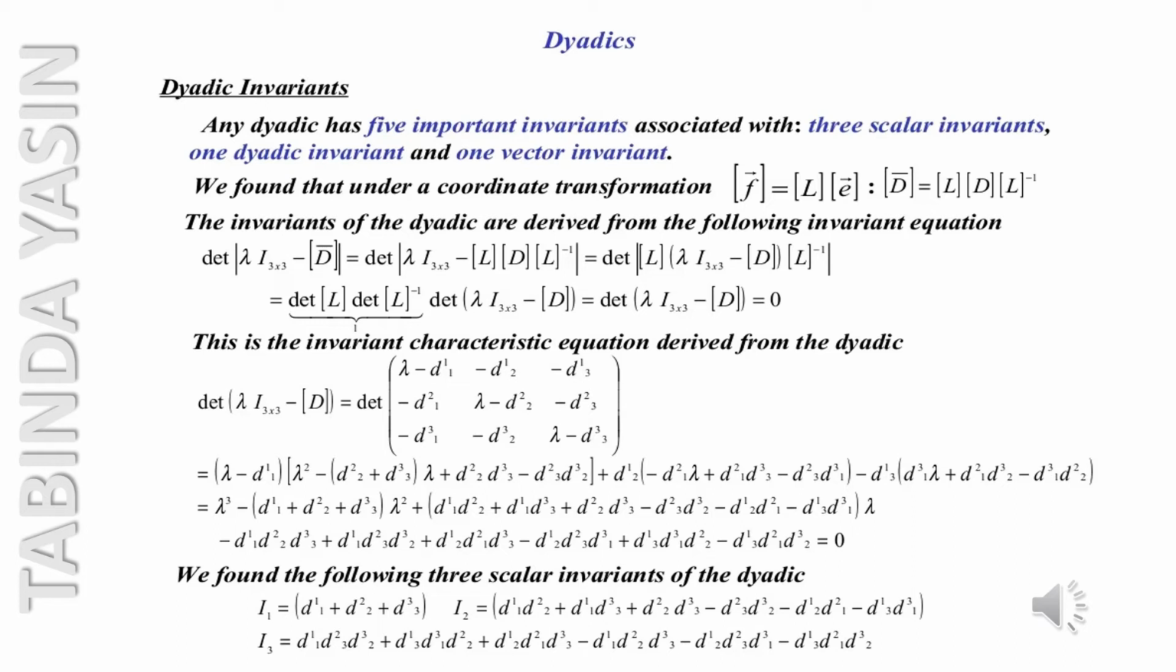This is the invariant characteristic equation from the dyadic, and that is equal to the determinant of lambda minus d11, minus d12, minus d13 and all the quantities written, and after expanding we solve it and it gives the answer 0. We found the 3 scalar invariants of the dyadic, that is I1, I2, I3. All the values are written here.